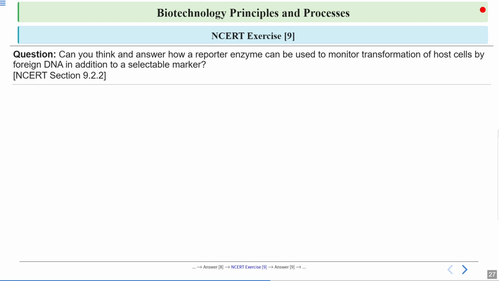Next question. Can you think and answer how a reporter enzyme can be used to monitor transformation of host cells by the foreign DNA in addition to the selectable marker? This question is coming from the NCERT section 9.2.2. Let us see the answer of this question.